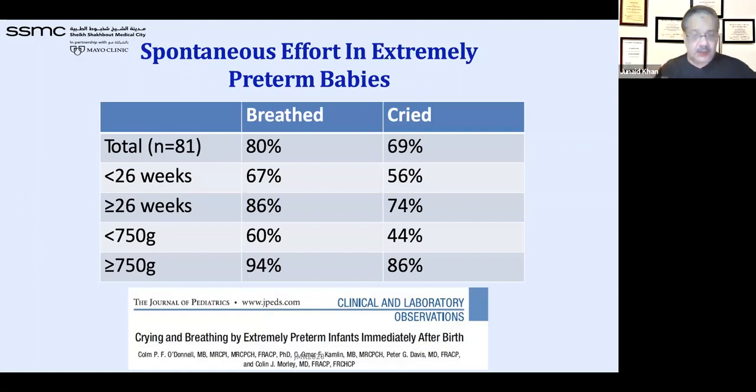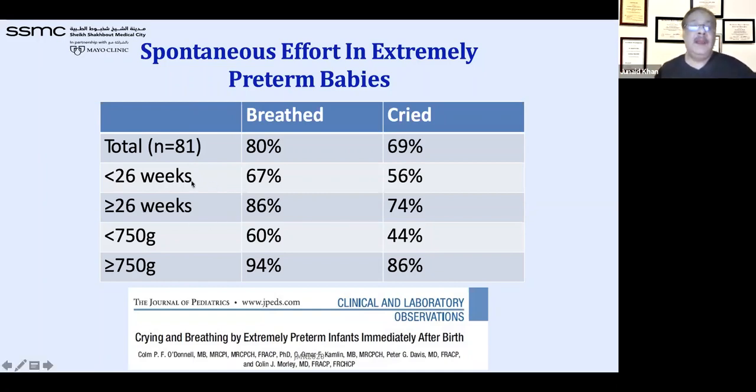So when I was talking to Dr. Peter Davis, he's a very good friend of mine in Australia, he sent me this article, and he said that 80% of those preterm, very small babies are breathing at the time of birth, and 69% are crying. So it means they are making some effort of breathing, okay?